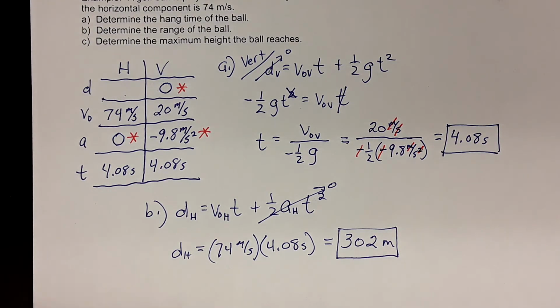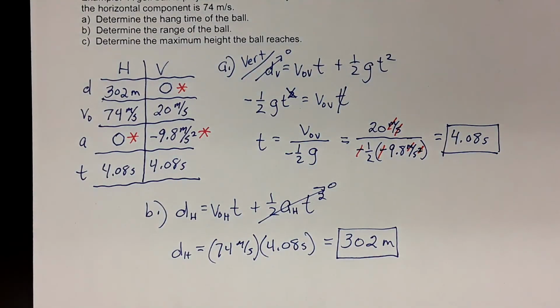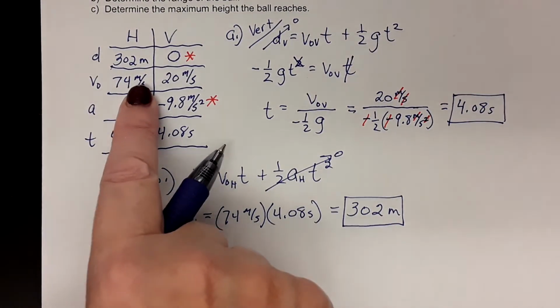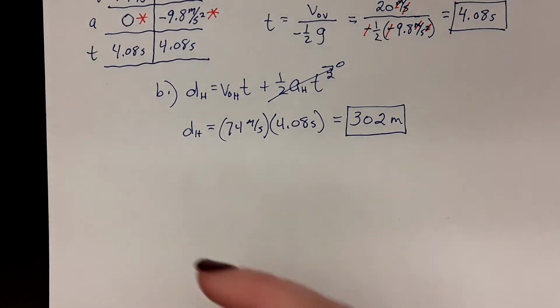Ta-da! That wasn't so bad, was it? Let's put that up there now. There we go. Not so bad. Okay, now let's take a look at the last part. It says determine the maximum height the ball reaches. How high did that golf ball go?